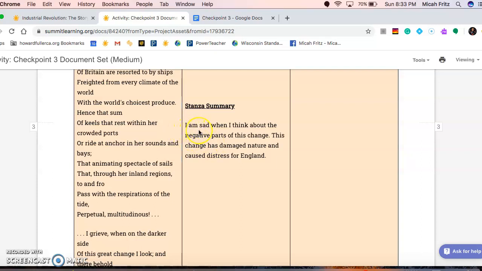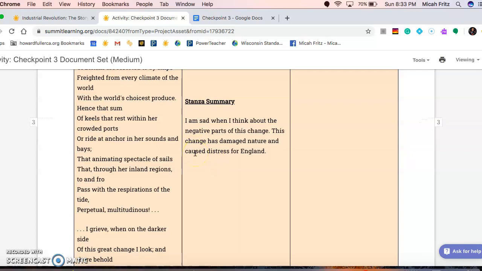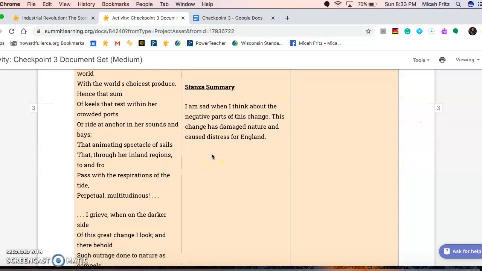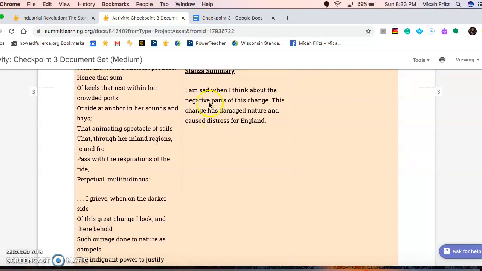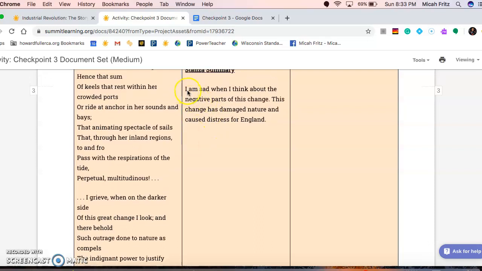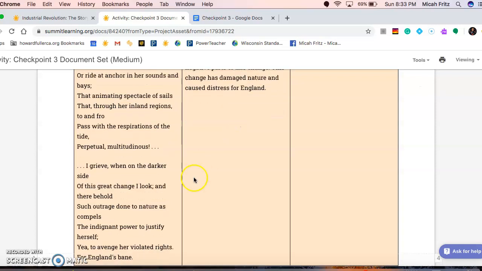The summary is, I am sad when I think about the negative parts of this change. This change has damaged nature and caused distress for England. Okay. So now that I've read this, I've got some ideas here. He's mostly thinking that this is negative. He says here that he is grieving about this darker side of this great change, this outrage done to nature. Very negative language. He doesn't think this change is good.